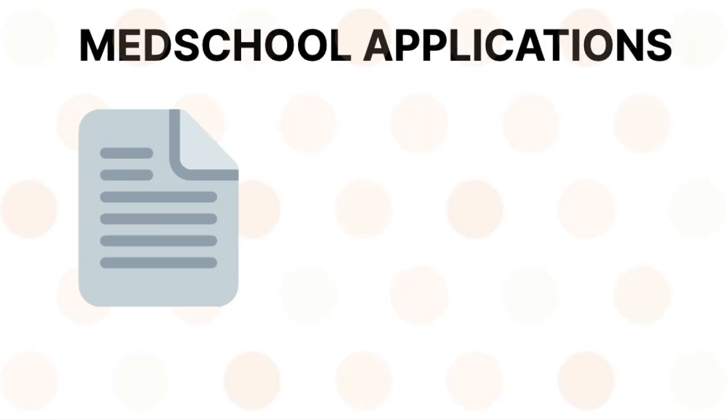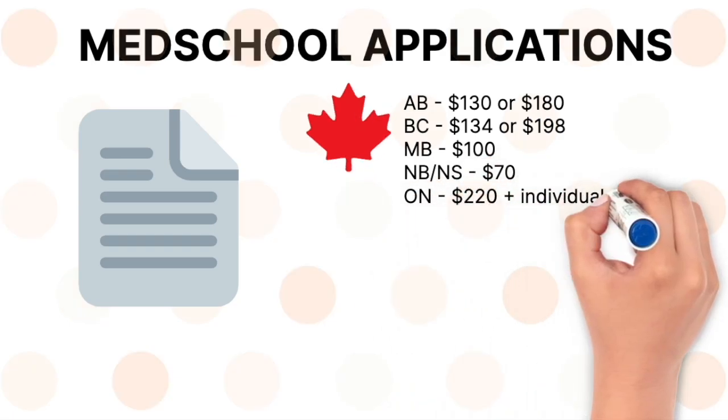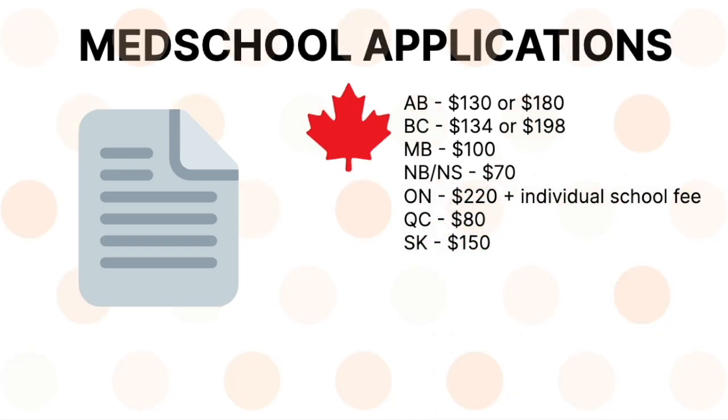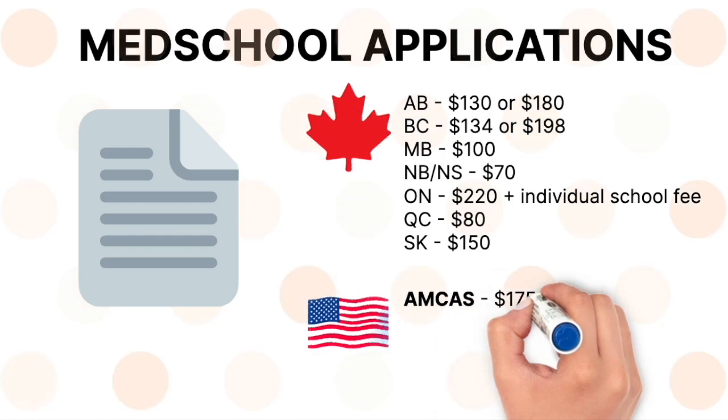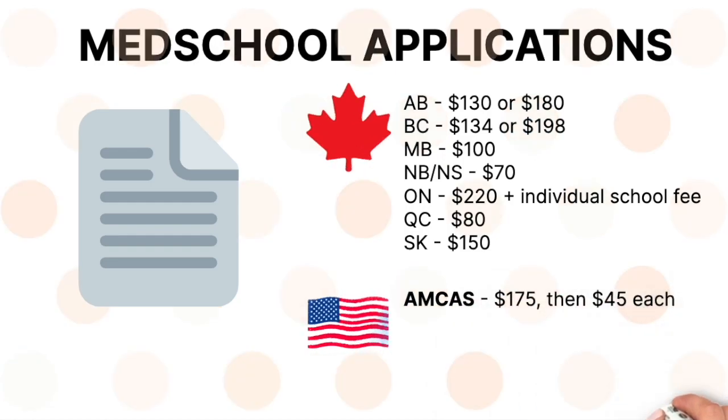Now, let's talk about med school applications. In Canada, all provinces have their own costs associated with their application, as noted here. In the US, there is more of a standardized fee. When applying to MD schools, you go through AMCAS, and the cost for your first application or your first school will be around $175, and then any additional school will cost you another $45 per school or program.